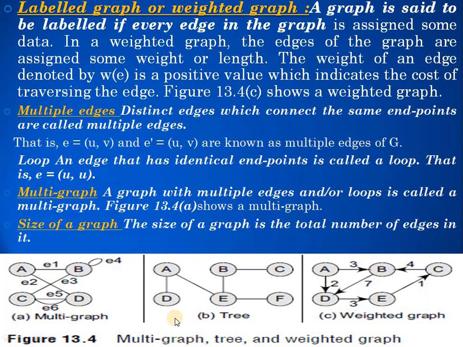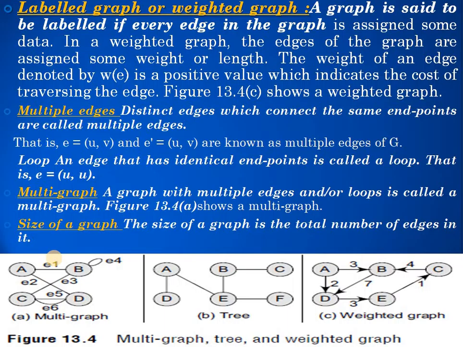Next is a labeled graph or weighted graph. A graph is said to be labeled if every edge in the graph is associated with some data. Here you can say for the A to B edge we have some data, so we can say that the label is that value for A to B traversing. A graph is said to be labeled if every edge in a graph is associated with some data.